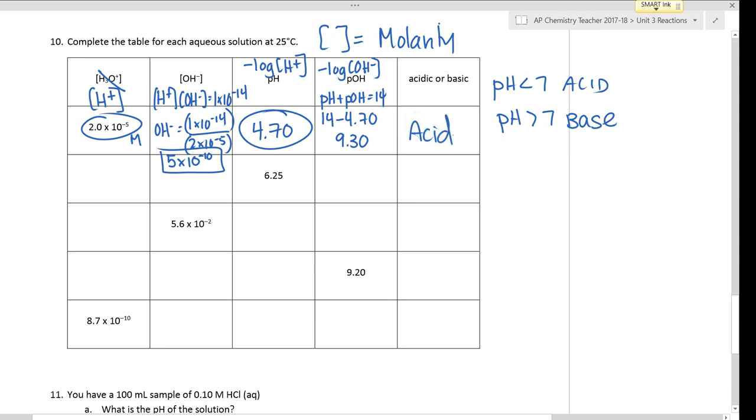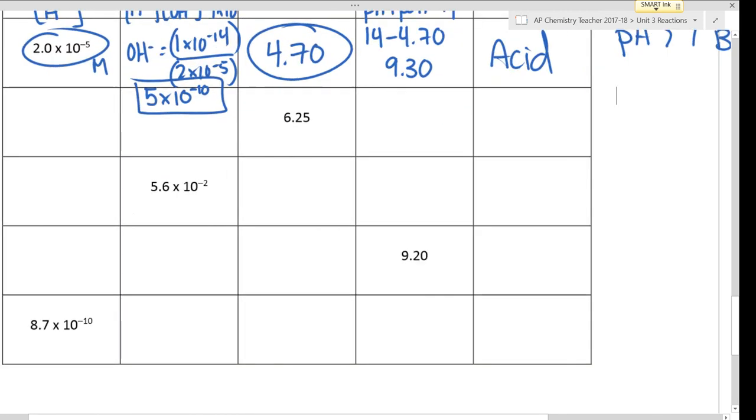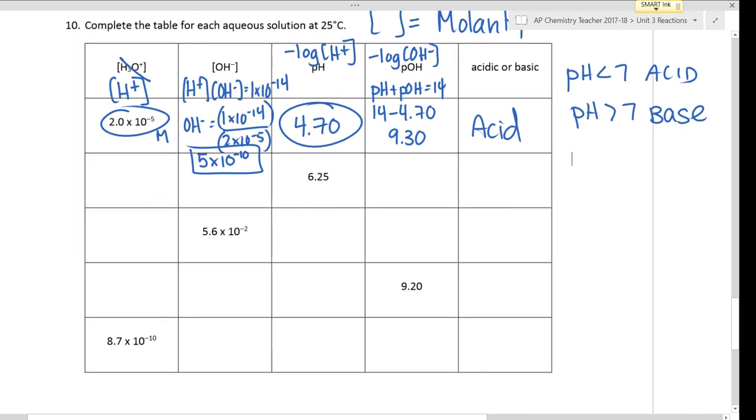All right, so let's try that again with one down here. Let's see what we know. Let's say we know the pH, so we can find the pOH, just like we did up here. pH plus pOH is 14. So my pOH is going to be 14 minus 6.25. So that would be 7.75, I believe, if I'm doing my math right there.